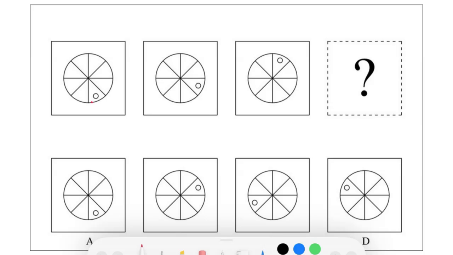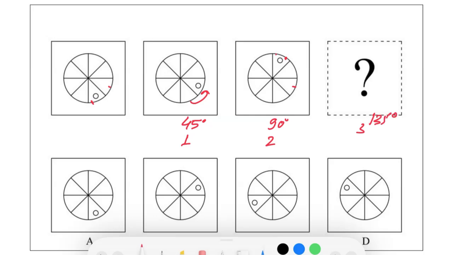So okay, it was initially here, then it moved somewhere here. How many? 45 degrees anti-clockwise. So it was here, then it moved here. How much? 90 degrees. Okay, or we can say 1 step and then 2 steps. So for the next, it will move 3 steps, or we can call it 135 degrees.